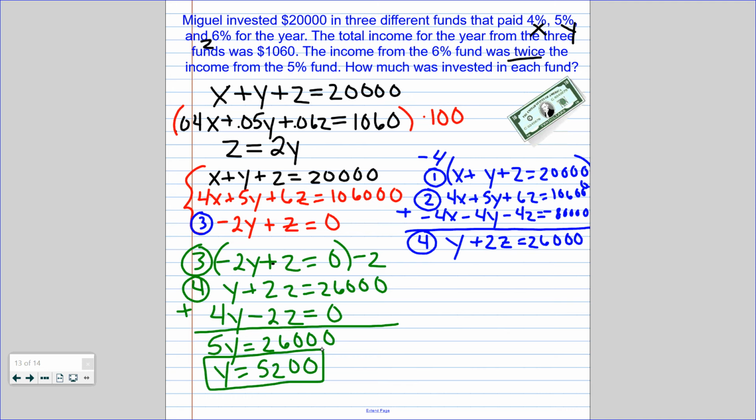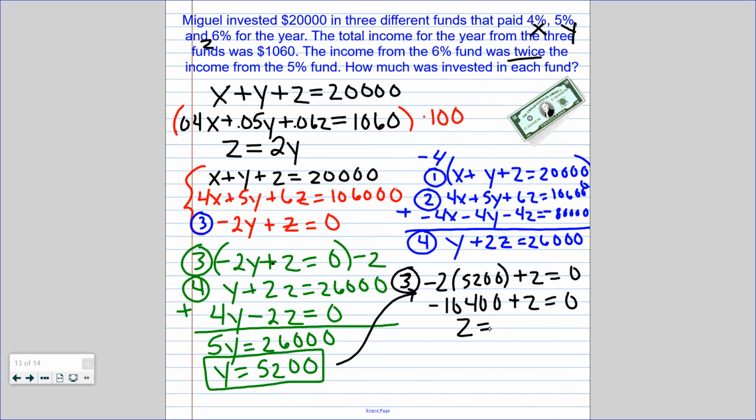From there, you can start plugging that back in. Let's say I go back to equation 3 now. Negative 2 times 5,200 plus z is 0. 5,200 times 2 gives me 10,400, so negative 10,400 plus z equals 0. And if I move that over, I'll get z equals 10,400. So that's the amount we're investing in the 6% account.